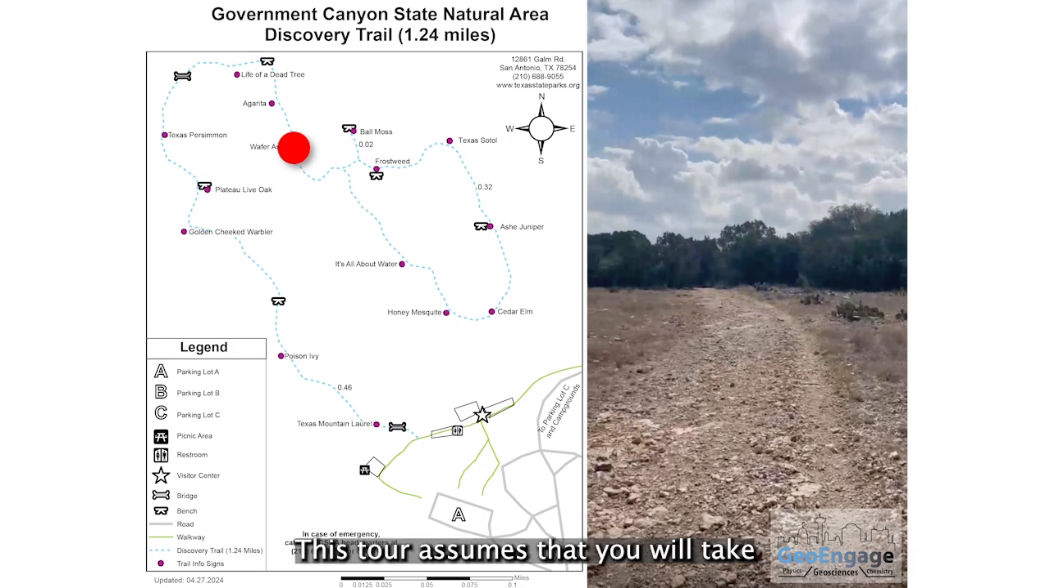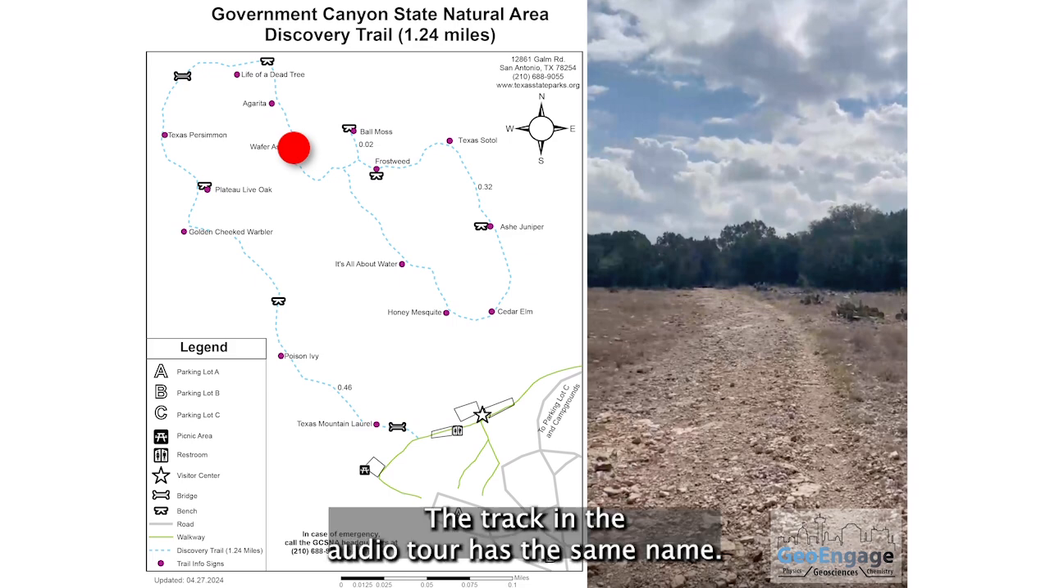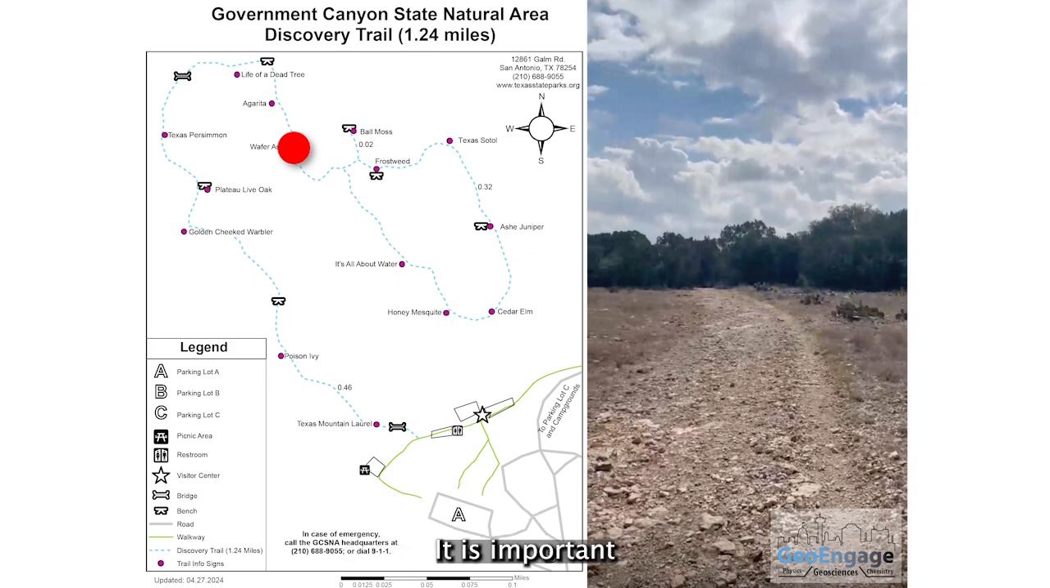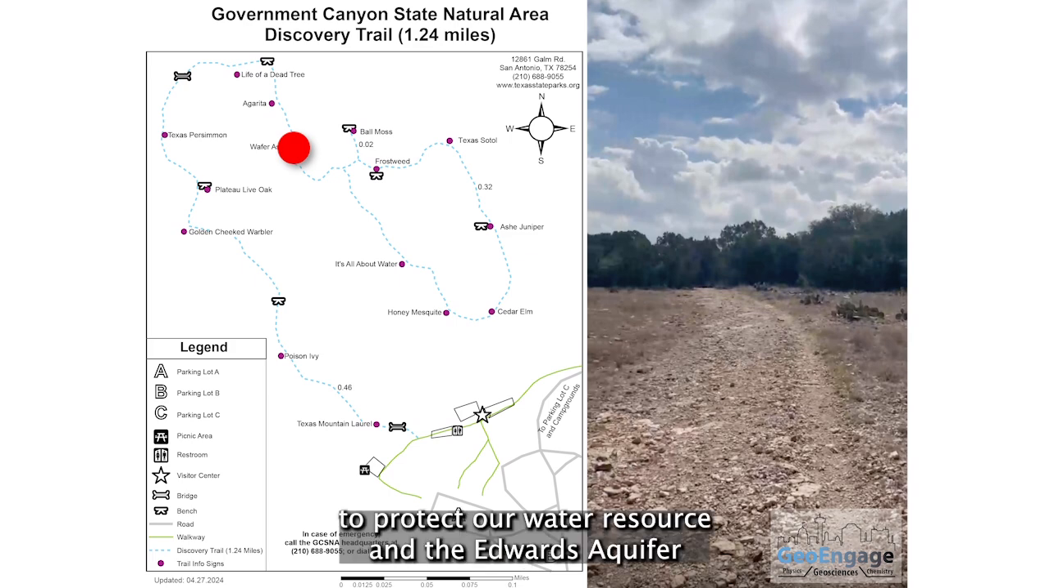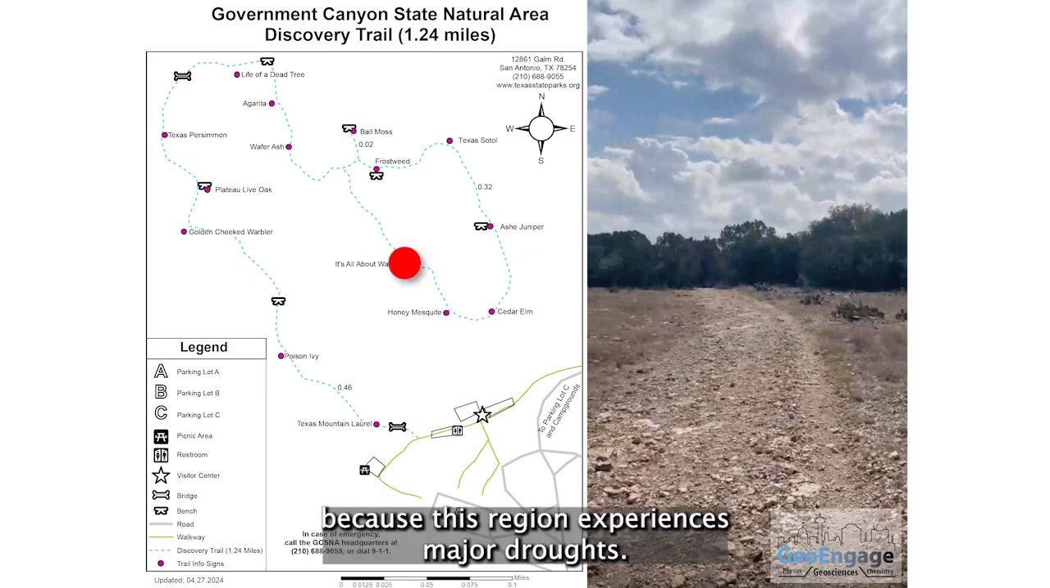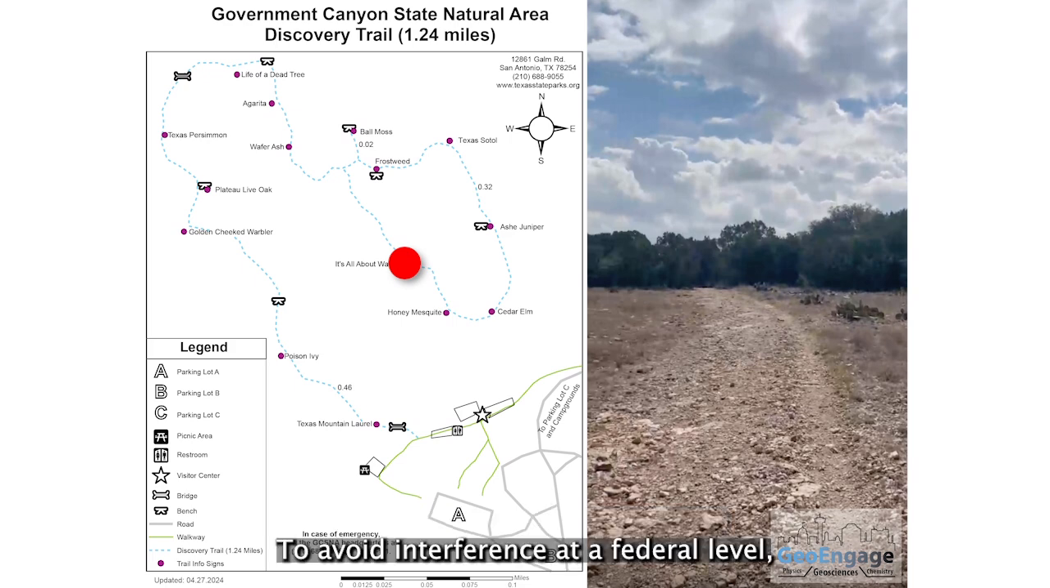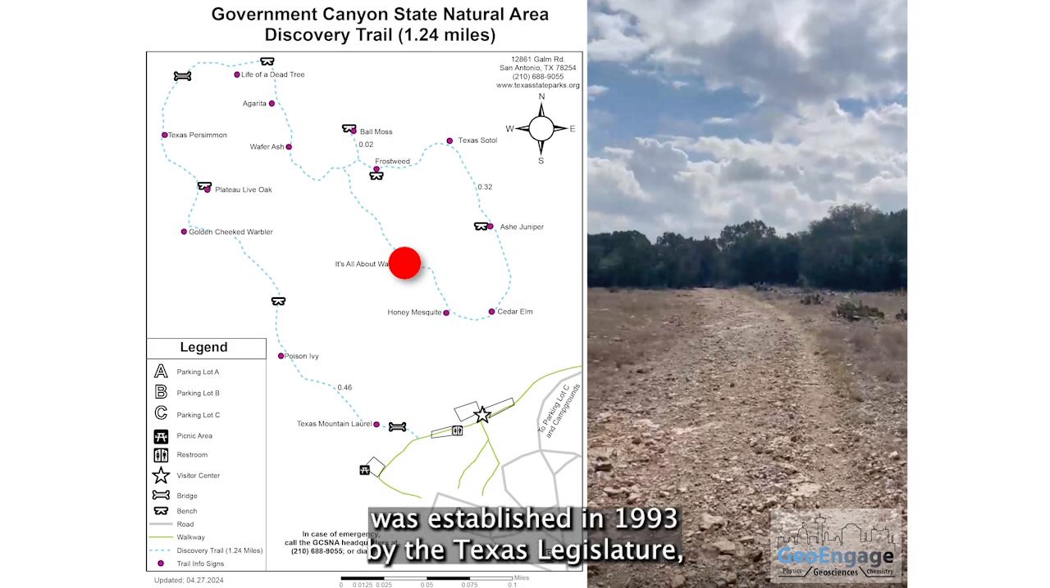This tour assumes that you will take the right-hand trail to your next stop. It's all about water. The track in the Audiotour has the same name. It is important to protect our water resource in the Edwards Aquifer because this region experiences major droughts. To avoid interference at a federal level, the Edwards Aquifer Authority, EAA, was established in 1993 by the Texas legislature, replacing the Edwards Underground Water District.